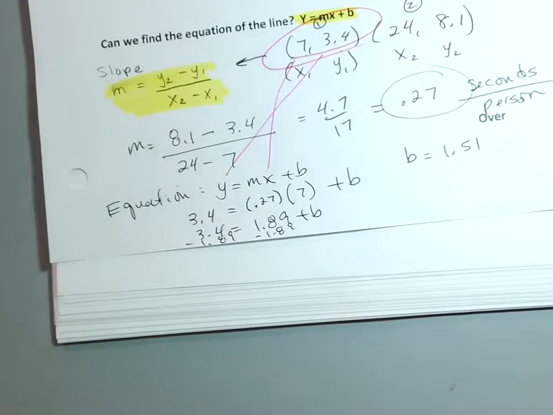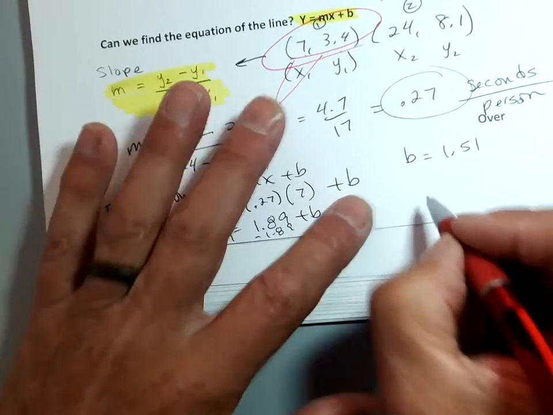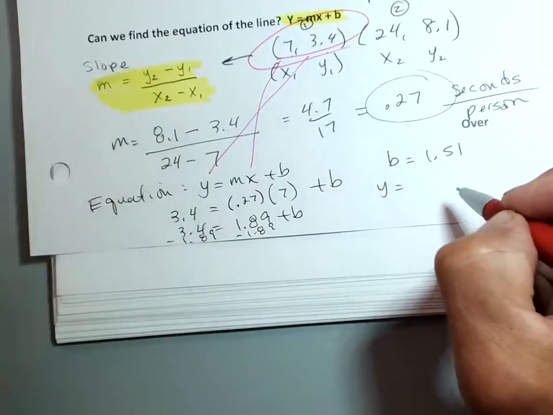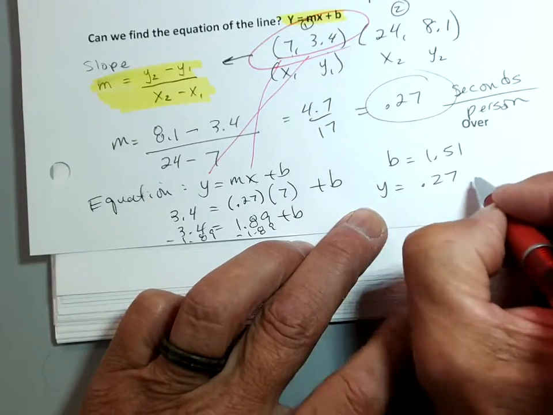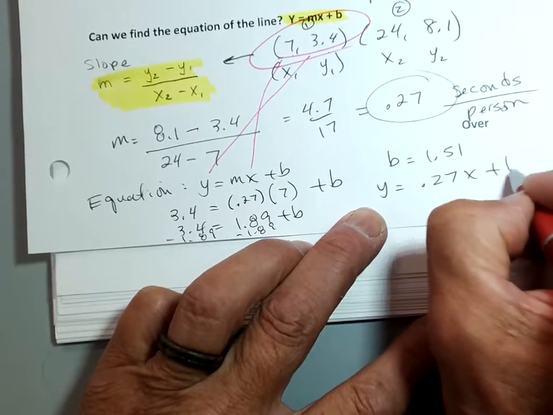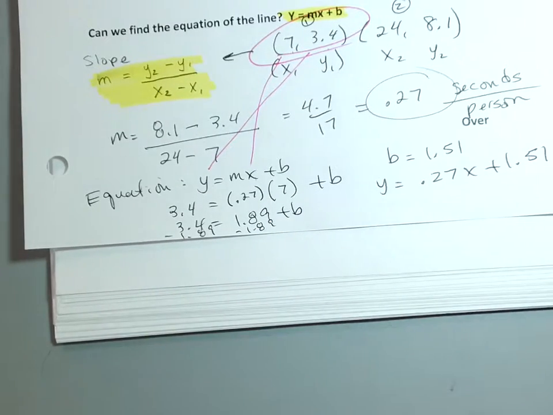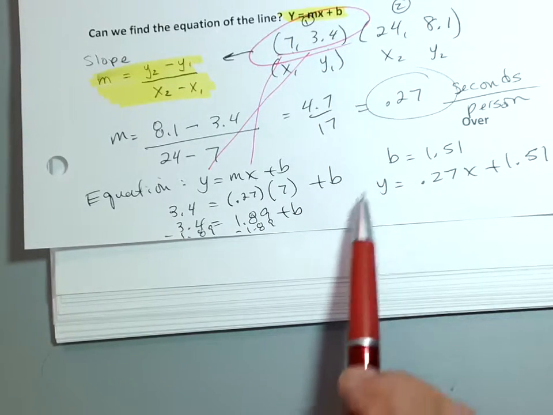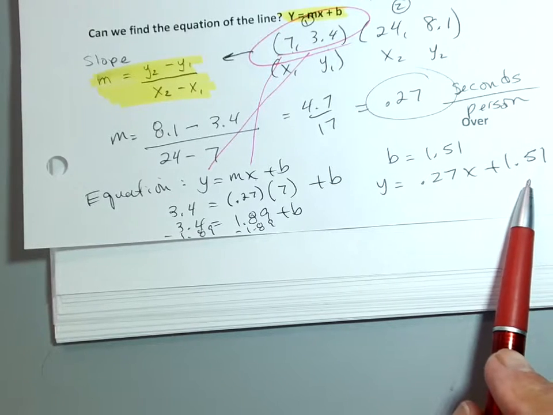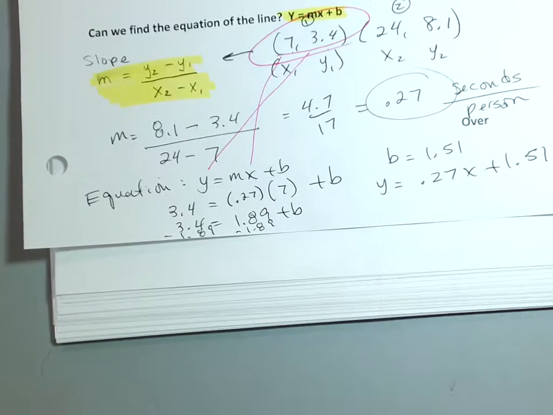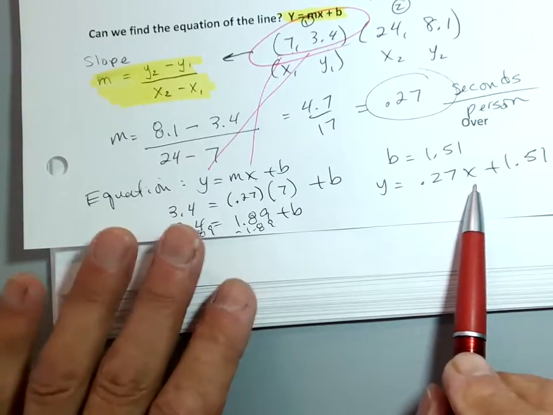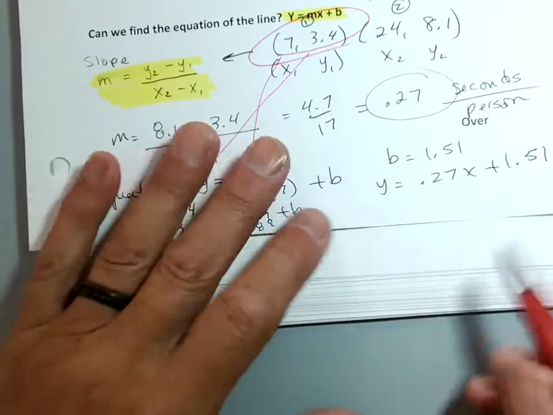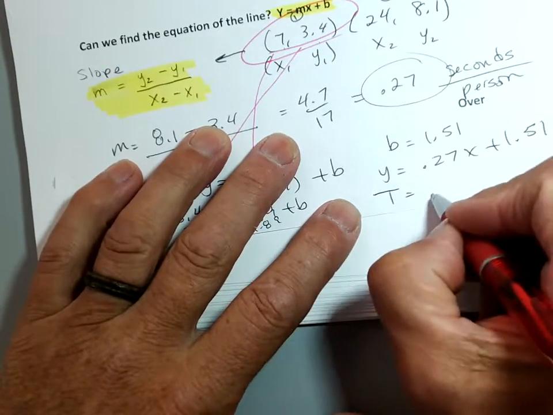Okay, now let's put it all together. Let's get our equation. Our equation is going to be y equals, our slope, 0.27 x plus 1.51. Okay, found out what b is, 1.51, so I put that in my equation. I've got my slope. Now, the last thing I'm going to do is this. This has nothing to do with x's and y's. It has to do with people and time, right? So I can use n for the number of people, and I'll let t be time, and I'll go, okay, t equals 0.27.